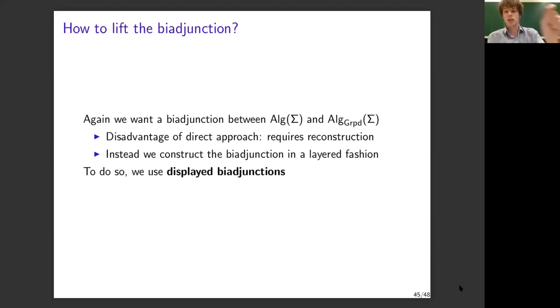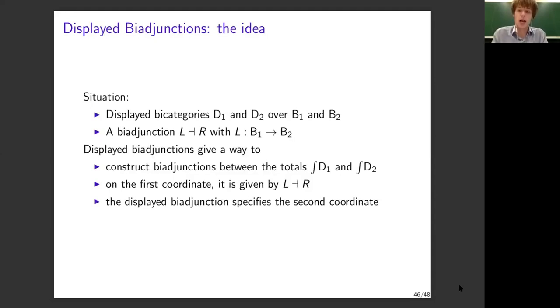So on the first component, the carrier, it should just be the groupoid quotient. On the second component, so the point introduction rule, we want to define it using a displayed bi-adjunction so that we do it component-wise. And this is precisely what displayed bi-adjunctions do. They say how to construct a bi-adjunction component-wise.